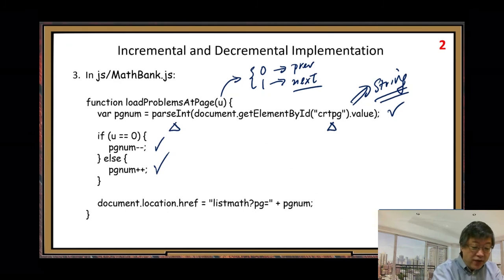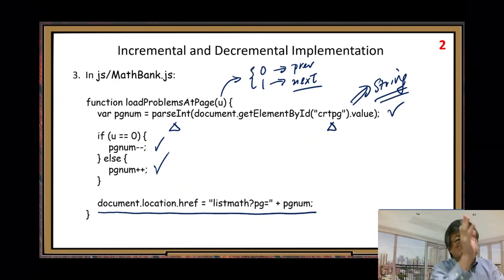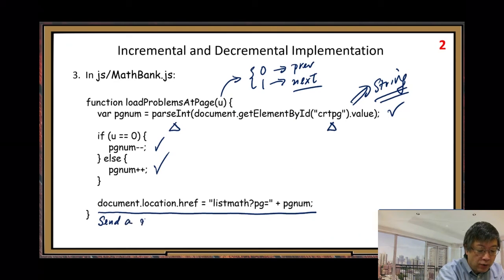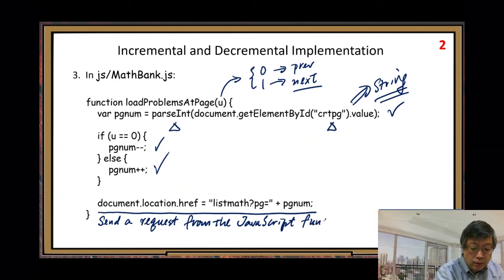All right. Then the last line is very important. In the last line, we send a request from the JavaScript function to the servlet and pass a parameter.